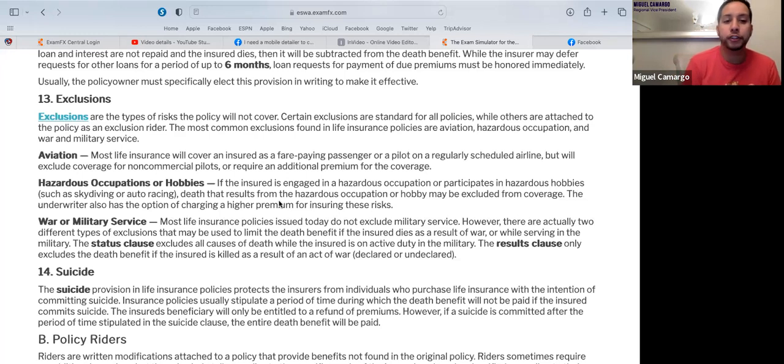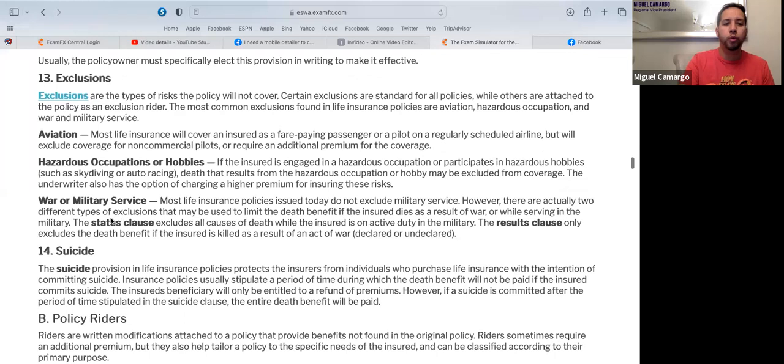The next one is hazardous occupations or hobbies. If the insured engages in hazardous occupations or hazardous hobbies, such as skydiving or auto racing, death that results in a hazardous accident may be excluded from coverage. So you always want to be honest, but listen, they have the option to say, we won't pay out if this happens. And the underwriter also has the option of charging you higher premiums for that. The more risk you take, the more money you're going to have to pay.